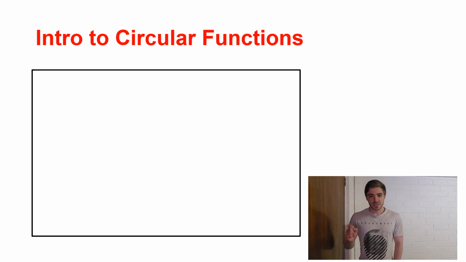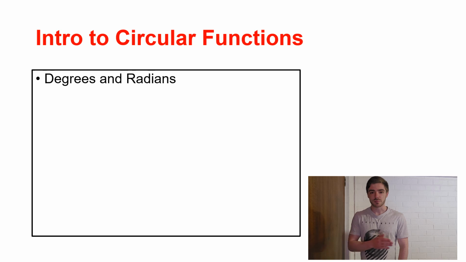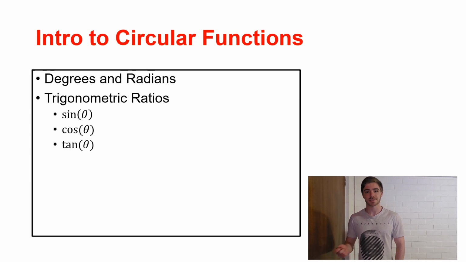In this video, we're going to cover the key concepts that you'll need to be familiar with before we dive into the more complicated aspects of circular functions. To start with, we're going to explore the differences between degrees and radians and how to convert between the two of them. Then we're going to cap off our discussion with a review of how we calculate the basic trig ratios sine, cos and tan.